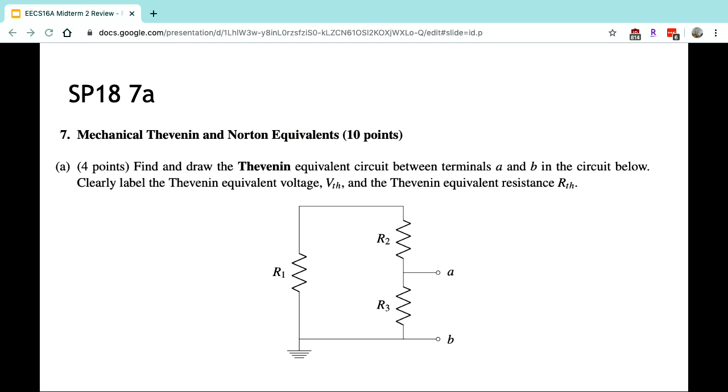But essentially the idea is if you don't have any sources in your circuit, you're not going to have any sources in your equivalent. So, all right. Any questions on that? In this case, yeah, VTH will be 0. You're just going to get a short. All right, cool.